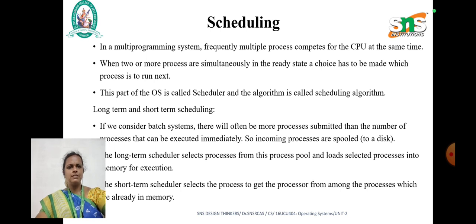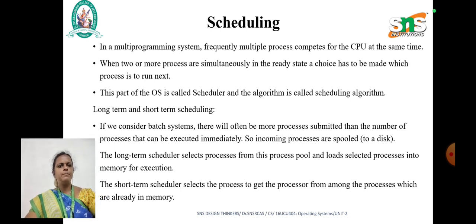If we consider the batch system, there will often be more processes submitted than the number of processes that can be executed immediately. So incoming processes are spooled to disk. The long term scheduler selects processes from this process pool and loads the selected processes into memory for execution. The short term scheduler selects the process to get the processor from among the processes which are already in memory.